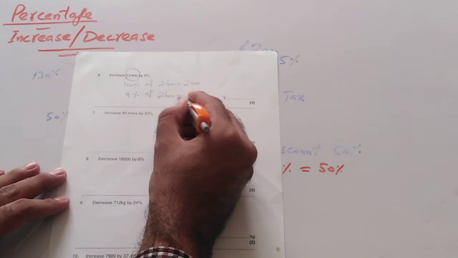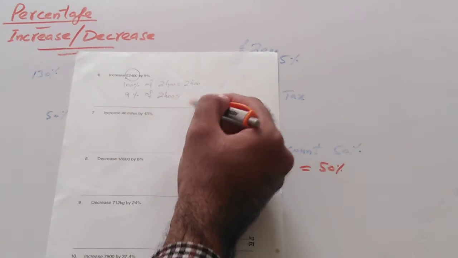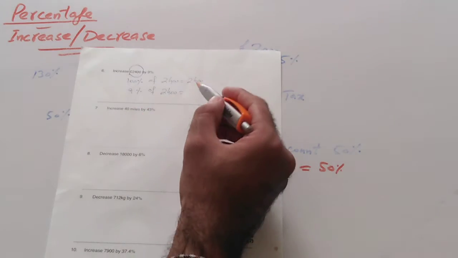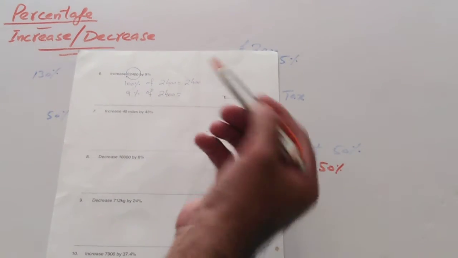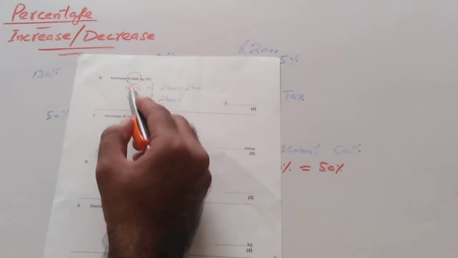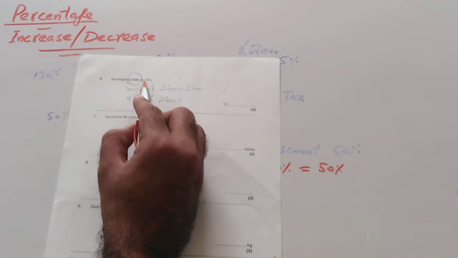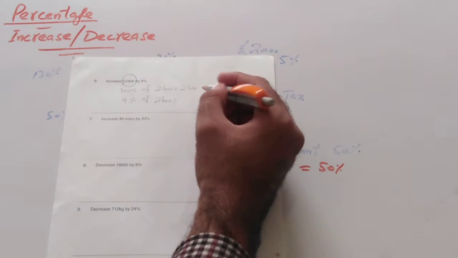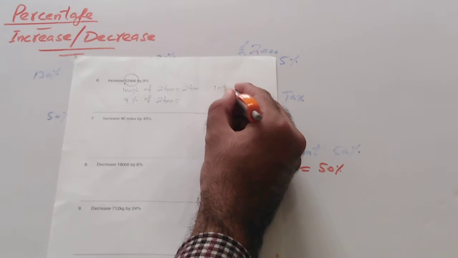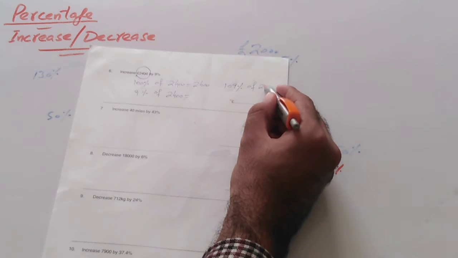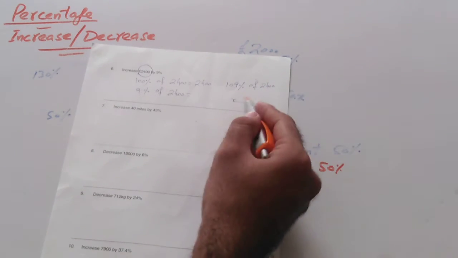So if you just work it out, you will get some answer, and finally you can just add them to get the increment. Increment means you have to add them, so either just add both of the values, or in short you can also work it out. It says increase, so this is 100% and this is 9%, so together it is 109% of 2400. Still you will get the same answer.